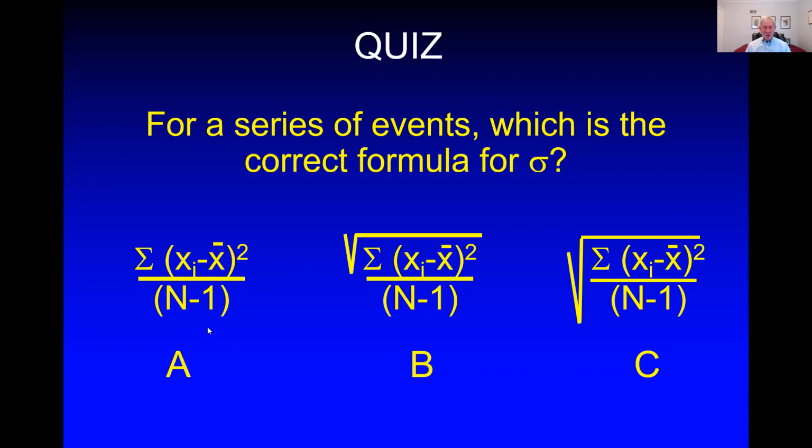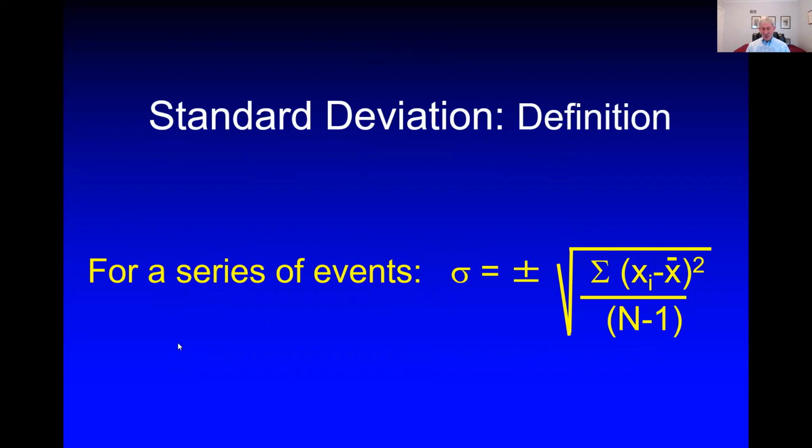So here's your question. Is it A, with no square root sign? Is it B, where the square root is numerator only? Or is it C, where the square root is over the entire formula? Anyone like to hazard a guess? Is it C? It is, in fact, C. That's totally correct. There it is. For a series of events, the sigma is plus or minus this value.